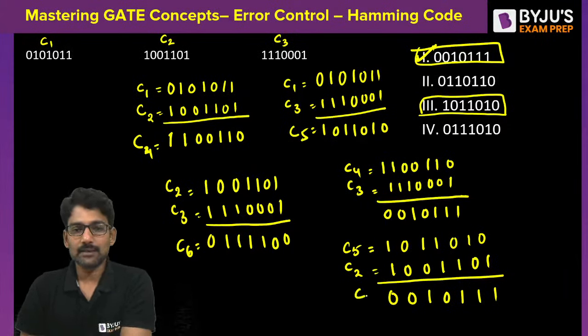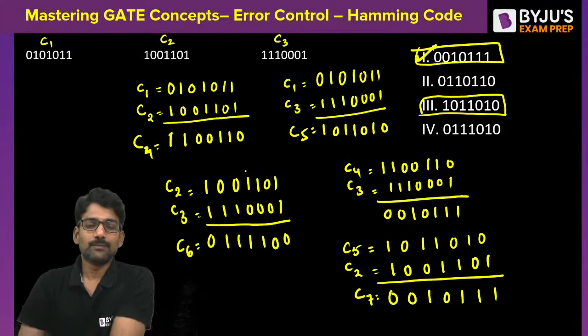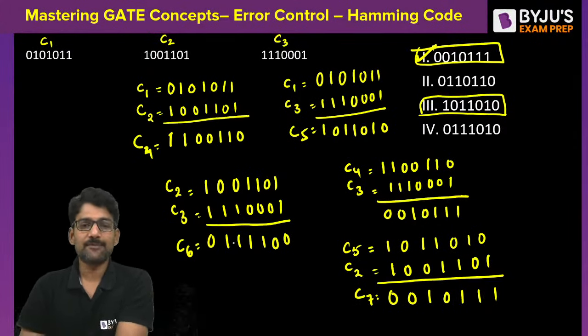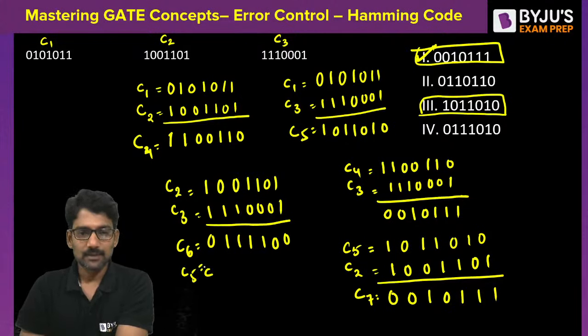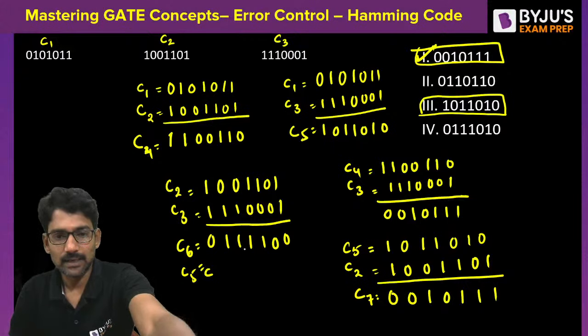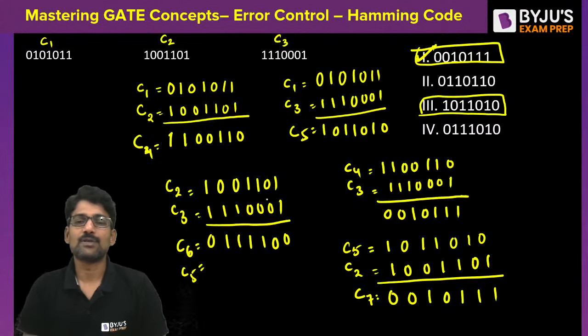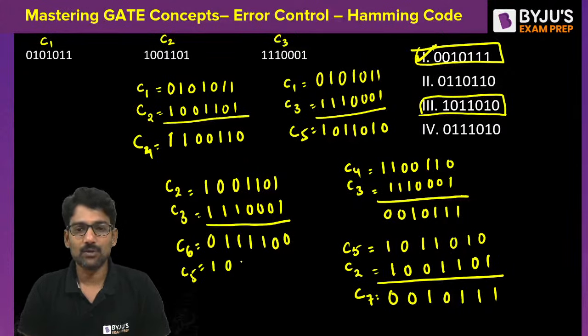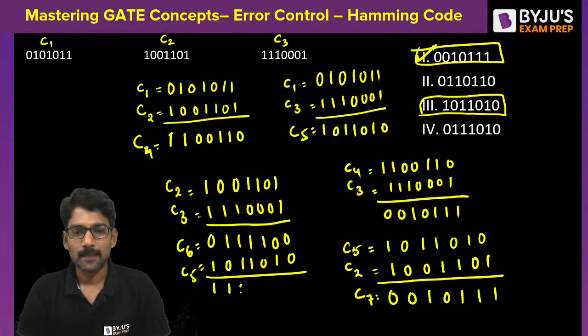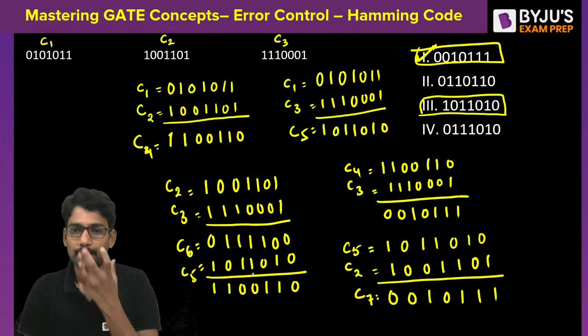Let it be some C7. Now apply XOR between C5 and C6. So here I have C5 and C6, and now let me apply XOR between C5 and C6. C5 is 1 0 1 1 0 1 0, so it will give you 1 1 0 0 1 1 0. Do we have this?